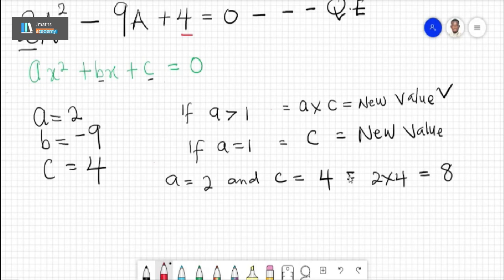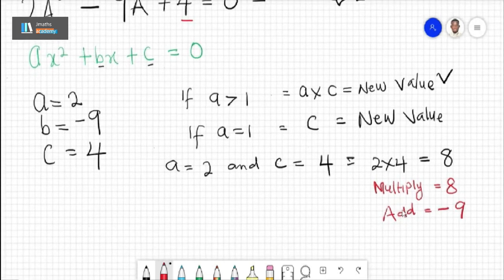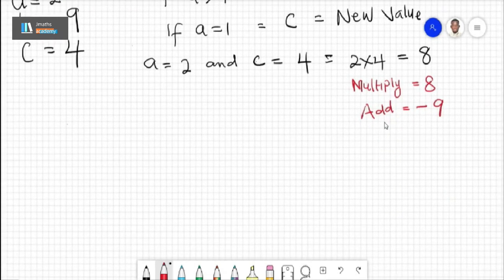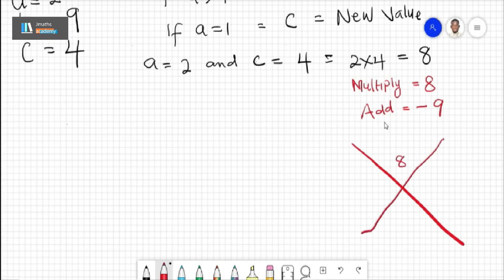At this point, we'll look for two values that when we multiply, we get 8, and when we add those two factors, we get negative 9. So what are the two factors? So let me put my 8 here and negative 9, and then we'll put our two factors in between.